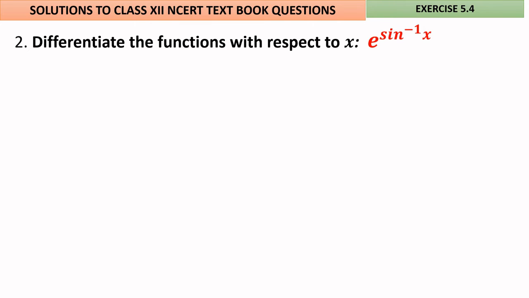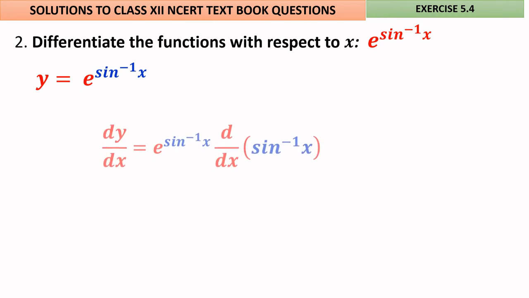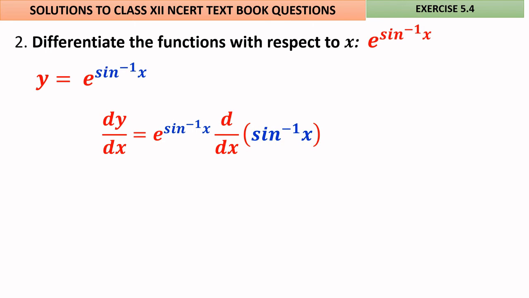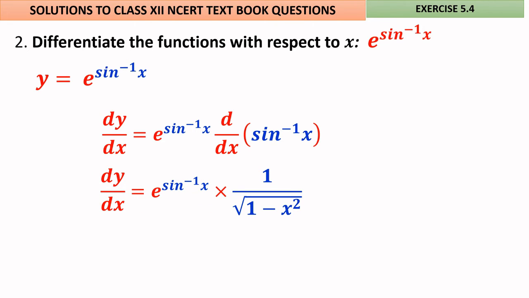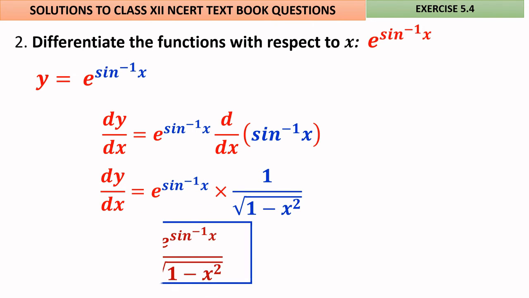Let us move on to question number 2. e power sine inverse x. You know that it will be e power sine inverse x into derivative of whatever is there in the power of e, by making use of chain rule. So e power sine inverse x into 1 upon root 1 minus x square. So it is e power sine inverse x upon root 1 minus x square.